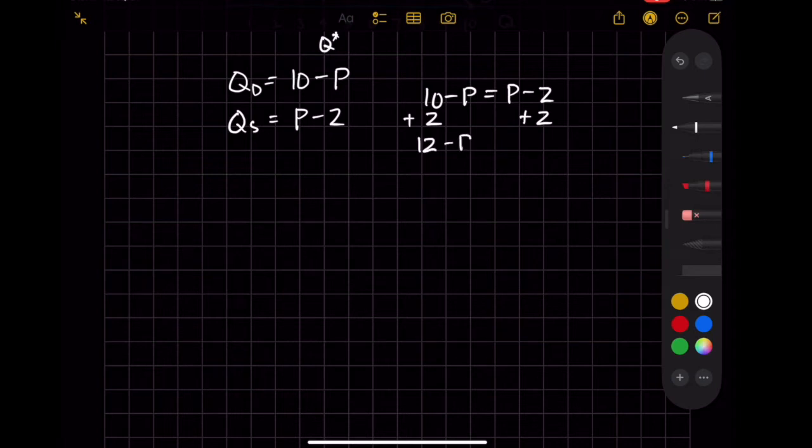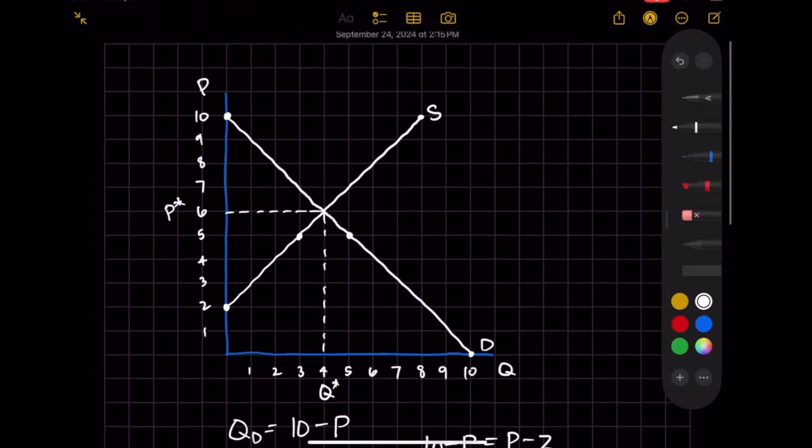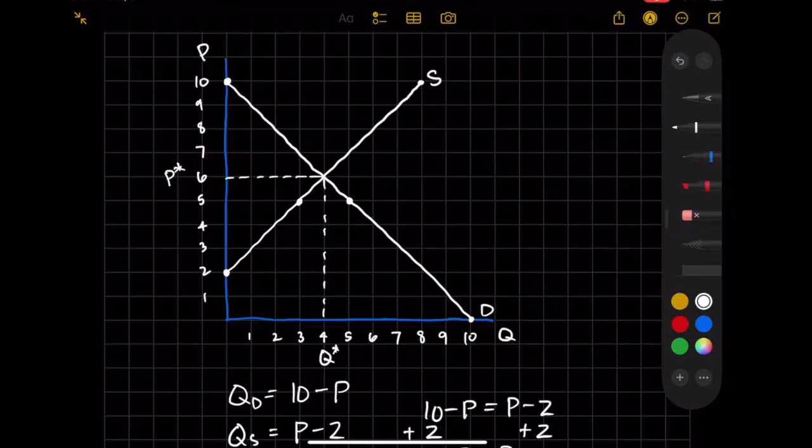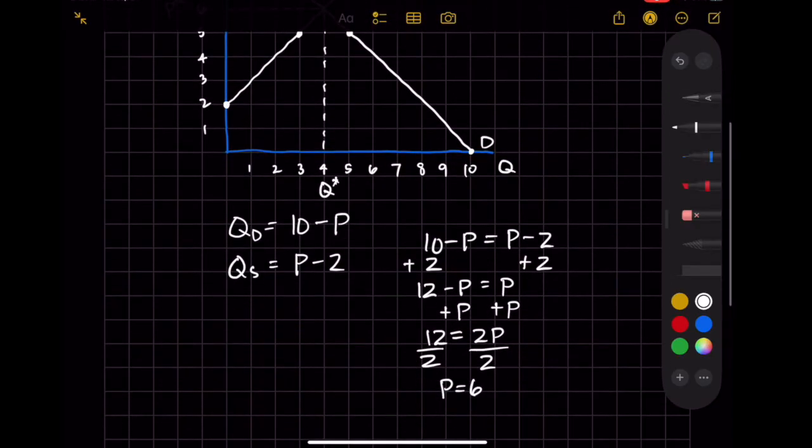Now to solve, we want to put like terms on the same side. So here I'm going to add 2 on this side, which means I'll add 2 on this side. So I have 12 minus P equals P. And now I can add P to both sides. And so I end up with 12 equals 2P. And I can divide by 2 on both sides. And P equals 6. And we can see up here that that's exactly what we found, that the equilibrium price is 6.